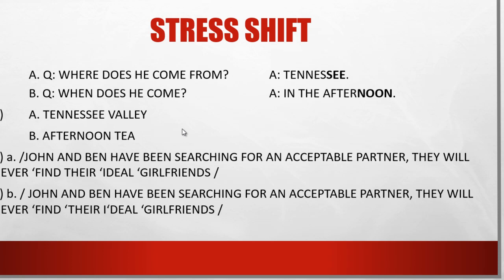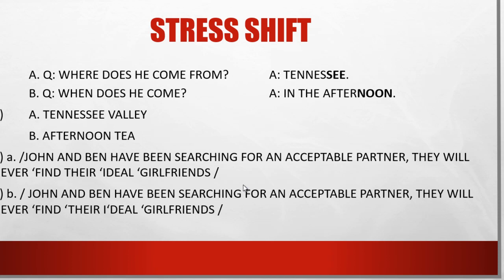Take a look at the example below, number 3. Let's take the phrase ideal girlfriends. Usually, if we have girlfriends, we're going to shift stress. So we're going to say, John and Ben have been searching for an acceptable partner. They will never find their ideal girlfriends. But when we want to emphasize there, we're not going to follow the rule of stress shifting.